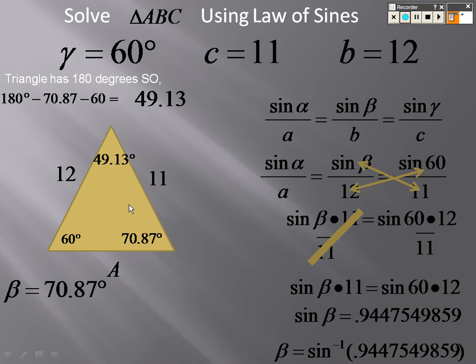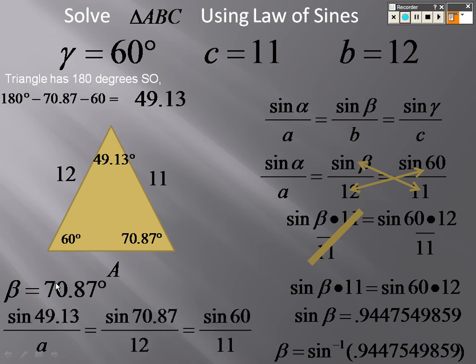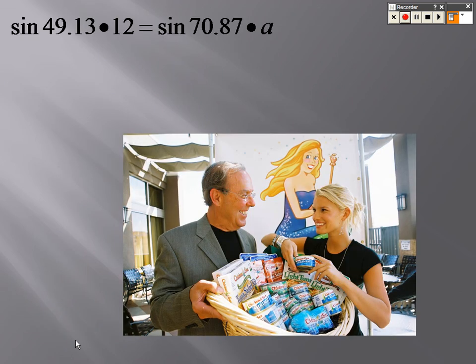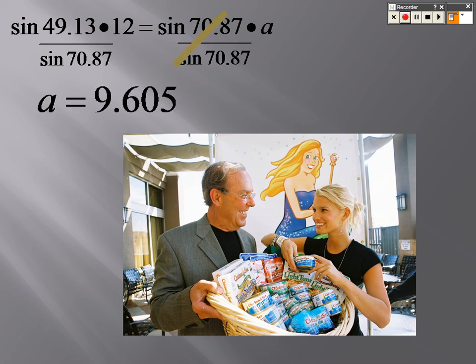So now that I have all the angles, I have this set up again. But now I can cross multiply with any of them if I wanted to, and I'll use the middle and the far outside one to solve for A. So that's sine of 49.13 times 12 equals sine of 70.87 times A. To get A by itself, I divide both sides by sine of 70.87, and you get about 9.605.